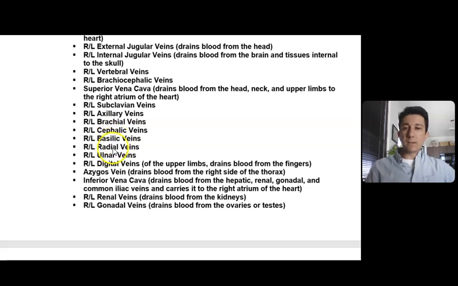We have the basilic veins, which are nearby to the cephalic veins, the radial and ulnar veins, which are found in the forearm, as well as the digital veins, which are found in the fingers and drain blood from the fingers and return it back to the heart.